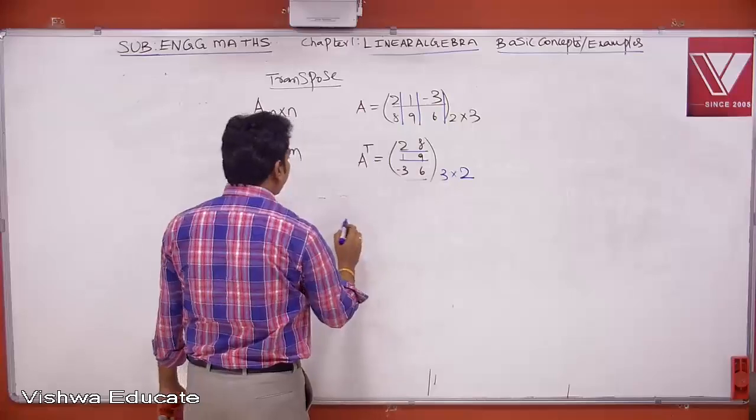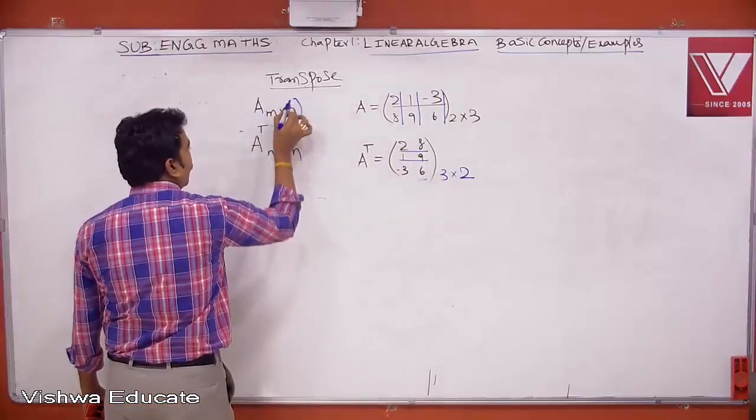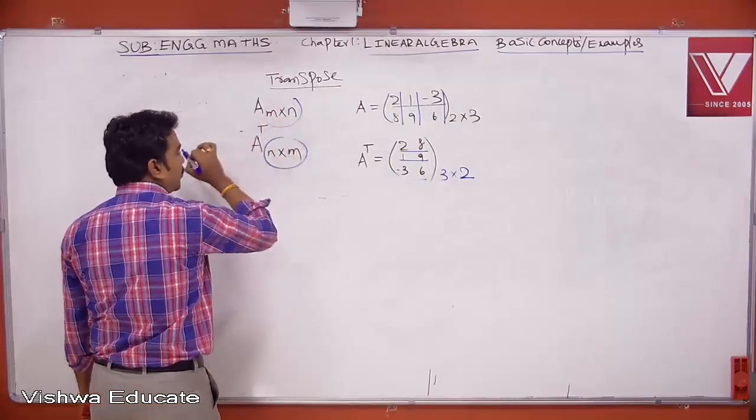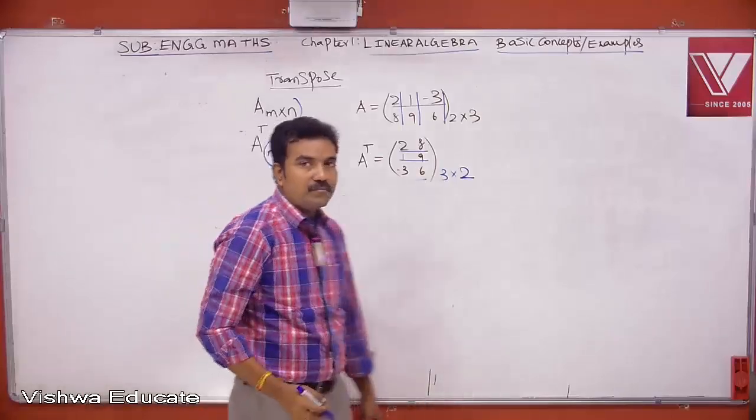So the conclusion from this definition is, if the size of A is m cross n, then the size of A transpose is n cross m.